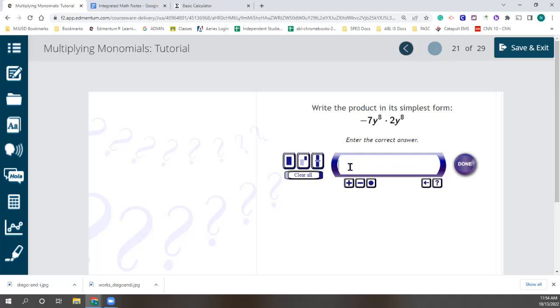Write the product in its simplest form. I wonder if I can do this in my head. I'm going to combine the coefficients. So negative 7 multiplied by 2 is also negative 14. And then I know it's going to be y. Add the exponents. 8 plus 8 equals exponent to the 16th power.